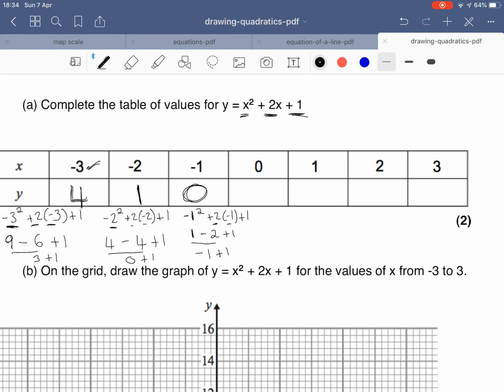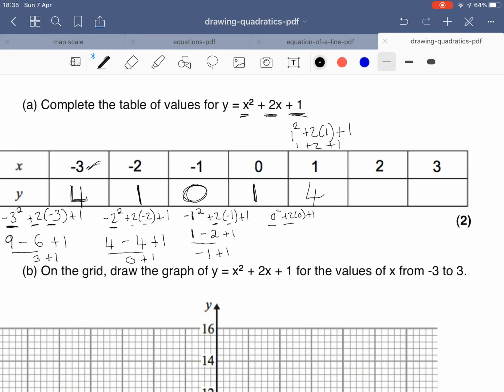Might be able to see a pattern, but hang on. Next one. We've got 0 squared plus 2 times nothing plus 1. So that gives me nothing, that gives me nothing. So I'm just adding 1, so our answer is going to be 1. Next one. So I got 1 squared plus 2 times 1, then add 1. So I got 1 plus 2 plus 1, so that gives me 4.